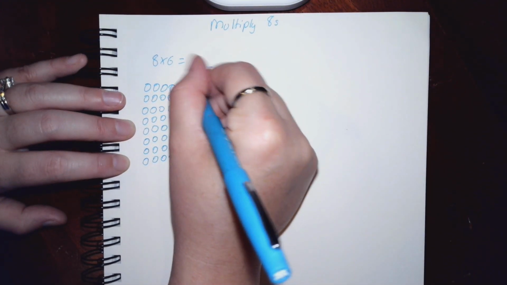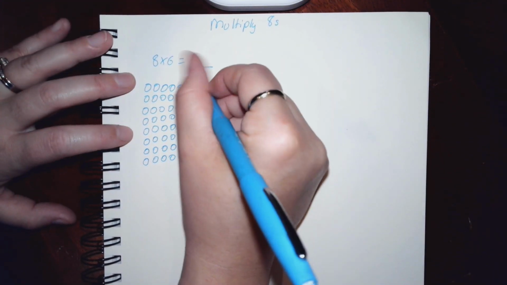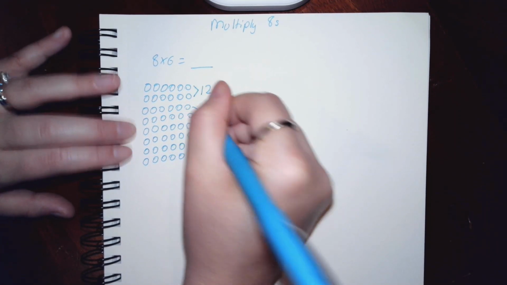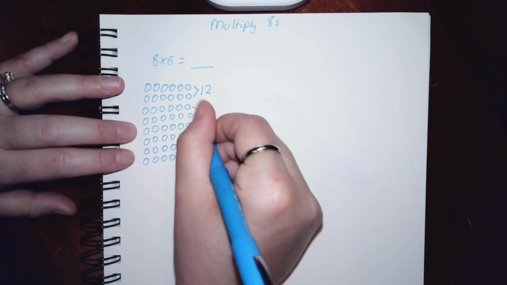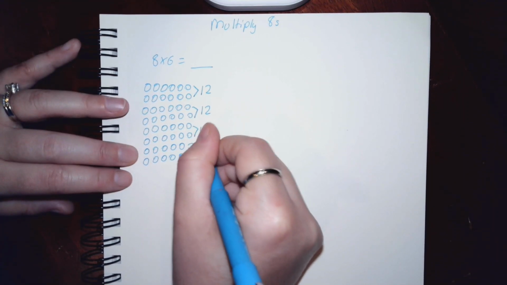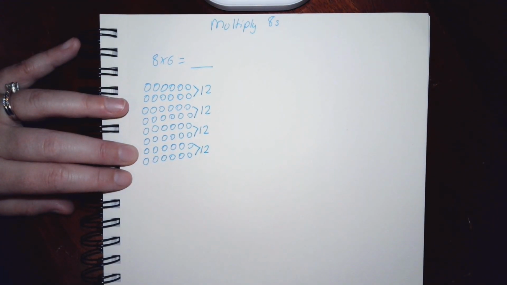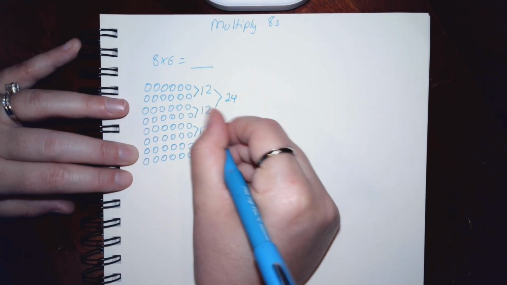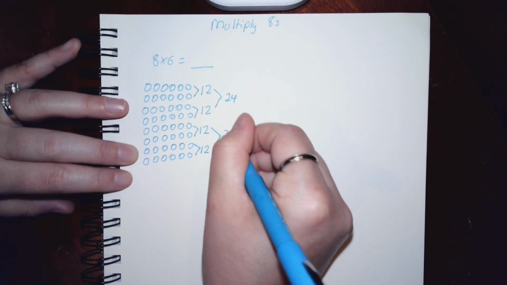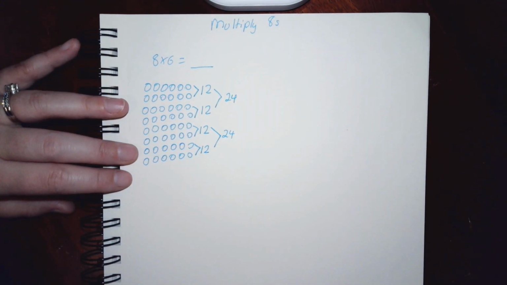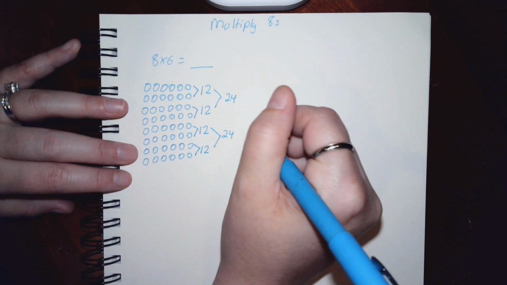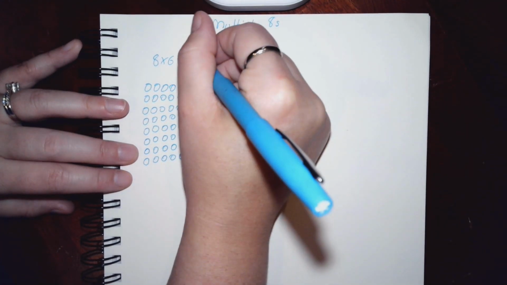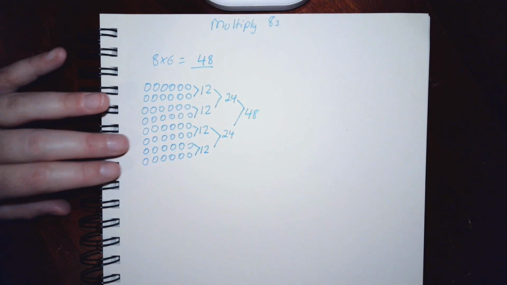Okay, so these 2 rows, so I have 2 6s would be 12. Another 2 6s would be another 12. Another 2 6s would be another 12. Another 2 6s would be another 12. Well, we know 12 and 12 makes 24. Another 12 and 12 makes 24. And then you have 24 and 24, which equals 48. So 8 times 6 is 48.